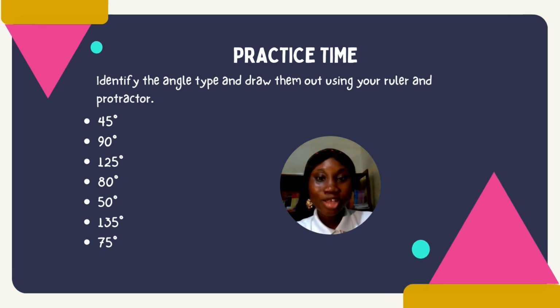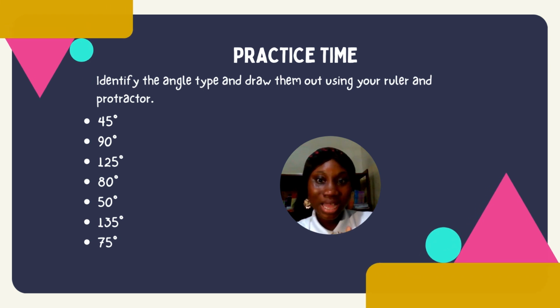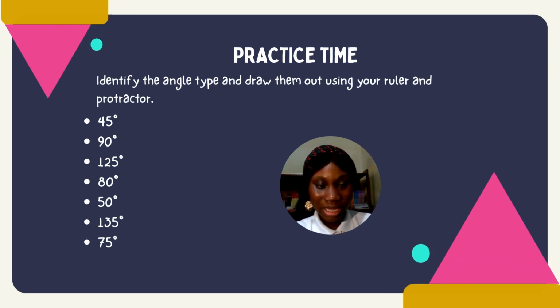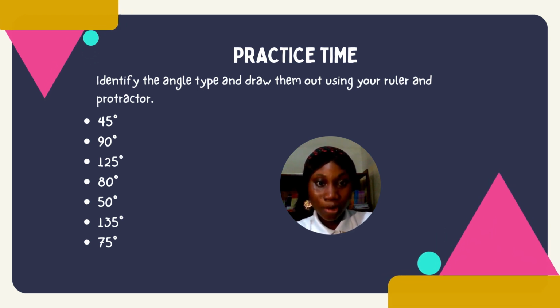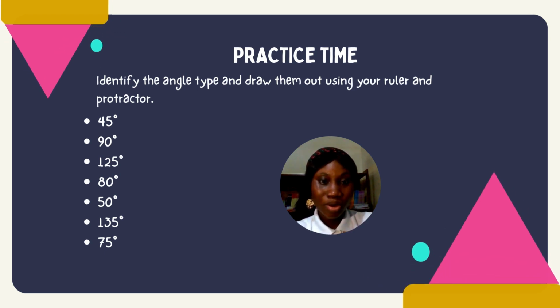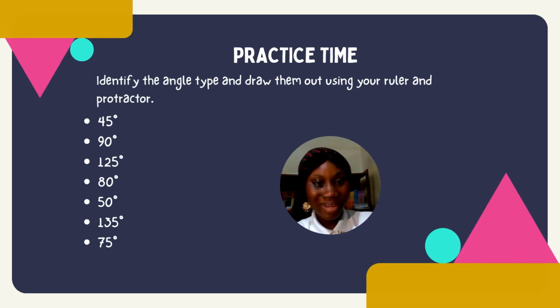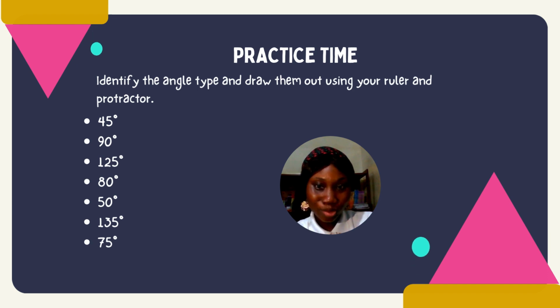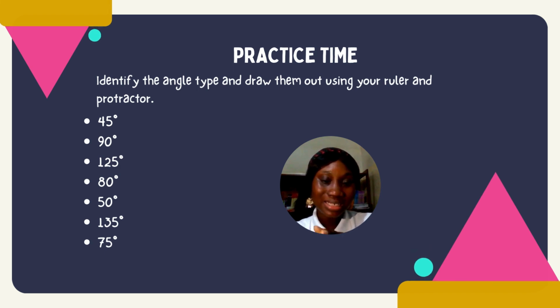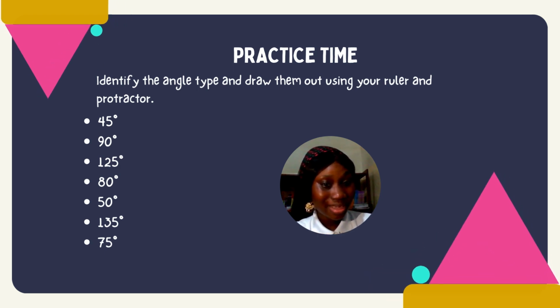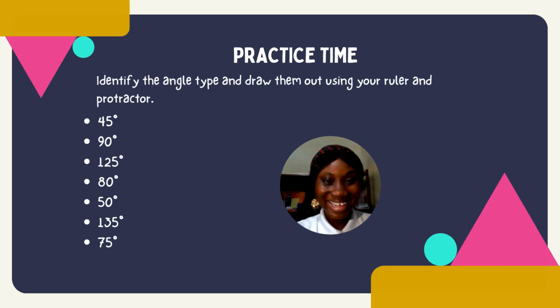So, practice time. I want you to identify each of these angle types. 45 degrees. Is it an acute angle, a right angle, an obtuse angle, or a straight angle? Write it down. Then apart from writing out what type of angles all of these are, I want you to measure out each and every one of these angles. Okay? You can do this. I believe in you guys.